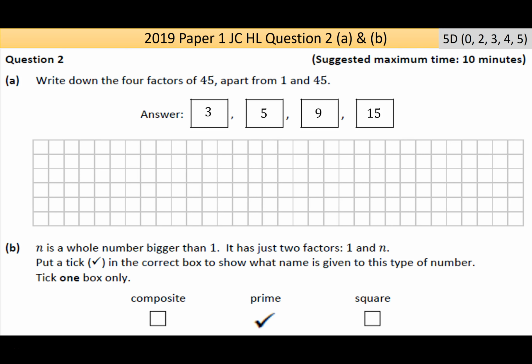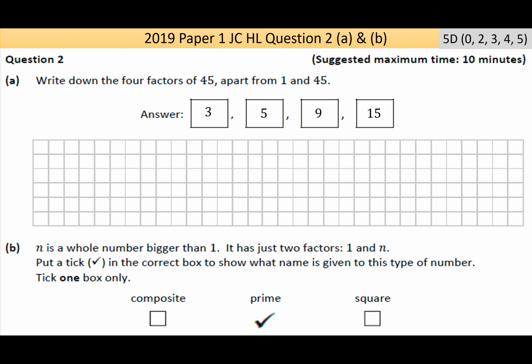Now, part B says n is a whole number. So 1, 2, 3, 4, or minus 1, minus 2, minus 3. Bigger than 1, I suppose plus. So n is a whole number bigger than 1, so 2, 3, 4, 5, etc. It has just 2 factors, 1 and n. So it must be prime.